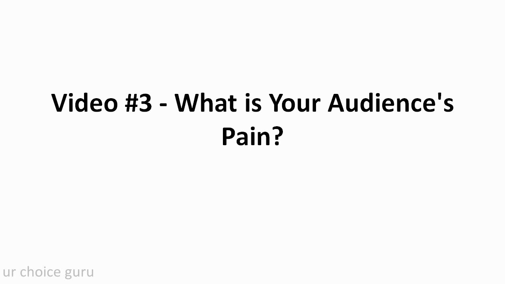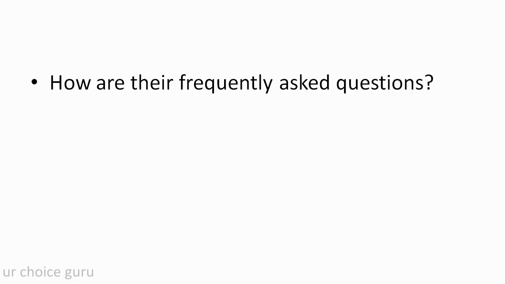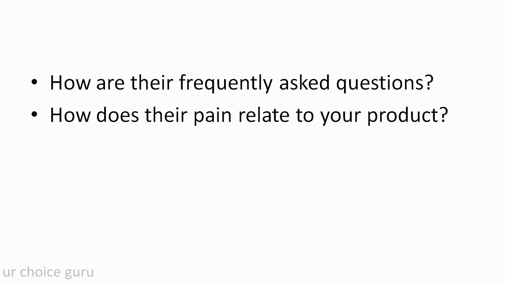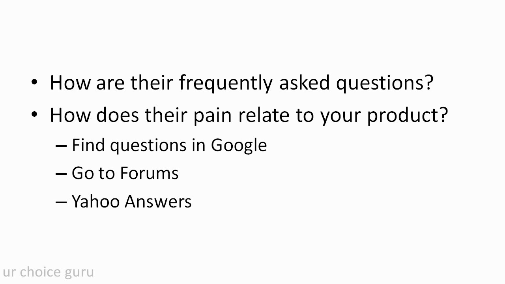To do this, what you're going to need to do is do some research. You basically want to figure out what are their frequently asked questions. Then you need to figure out how does their frequently asked question or their pain actually relate to your product. Now, you can find these questions in Google. You're going to have to do a little bit of research. So you're going to go to forums. You can go to Yahoo Answers. There are many, many different types of search engines that are surrounding answers, like Yahoo Answers and Answers.com and other things like that. Really what we're trying to figure out are the most common and frequently asked questions that people are asking. So answer type sites. Let me hop on over to Google and let's do some research.